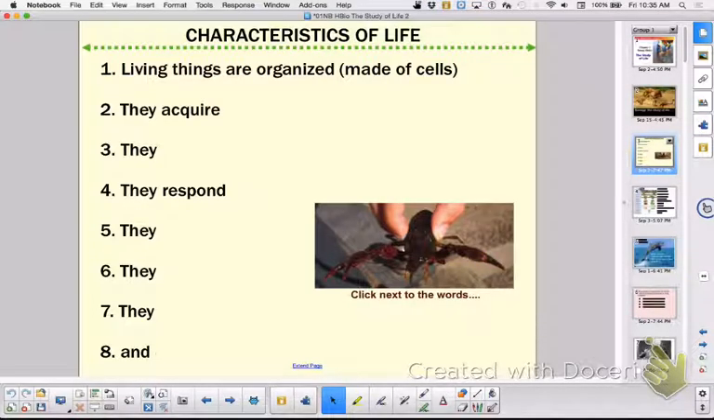The second characteristic of life: they acquire materials, so reach out. They acquire materials and energy. From the top: living things are organized, made of cells. They acquire materials and energy.